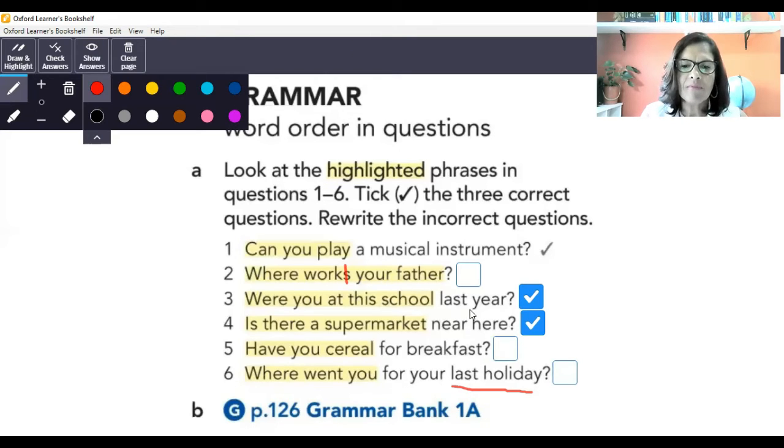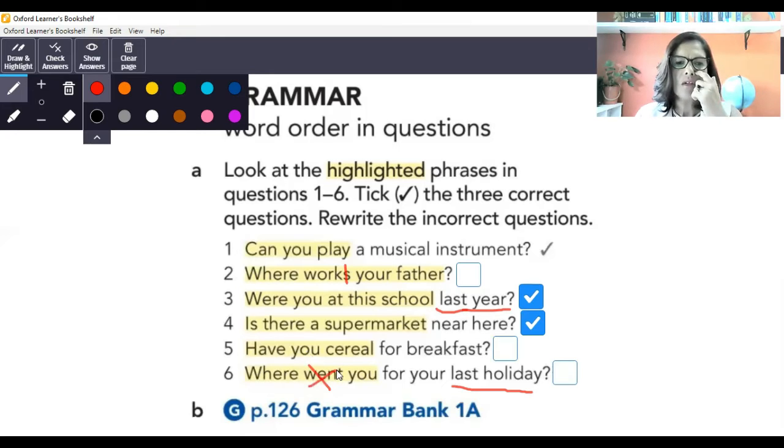Look at here. Last year. Last holiday. Simple past. But here, you can't use it in a question. You can't put the verb here. You can't conjugate the verb here. You need to keep the verb, remember, in the infinitive, right? So when you use auxiliaries for questions and for negatives, the verb has to be always in the infinitive. Very good. So, no. This is wrong, right?